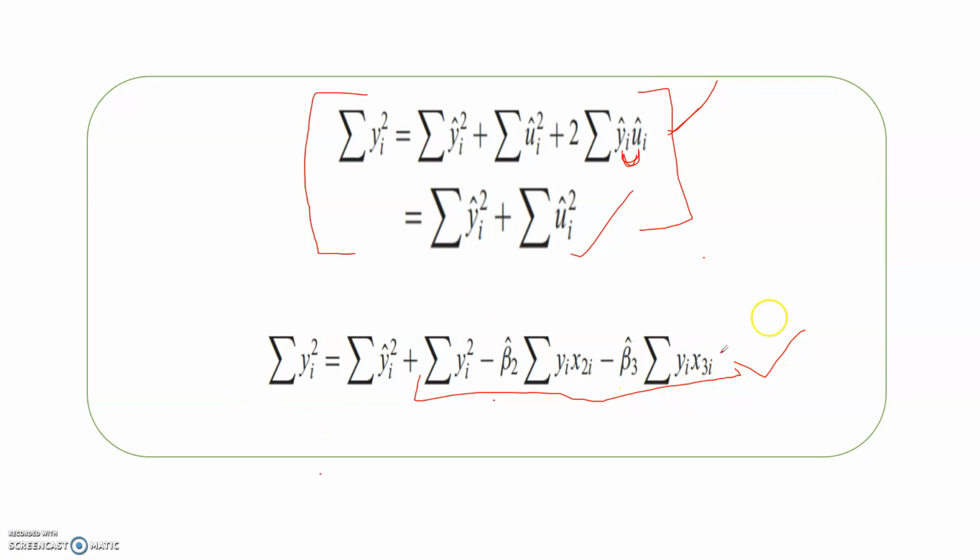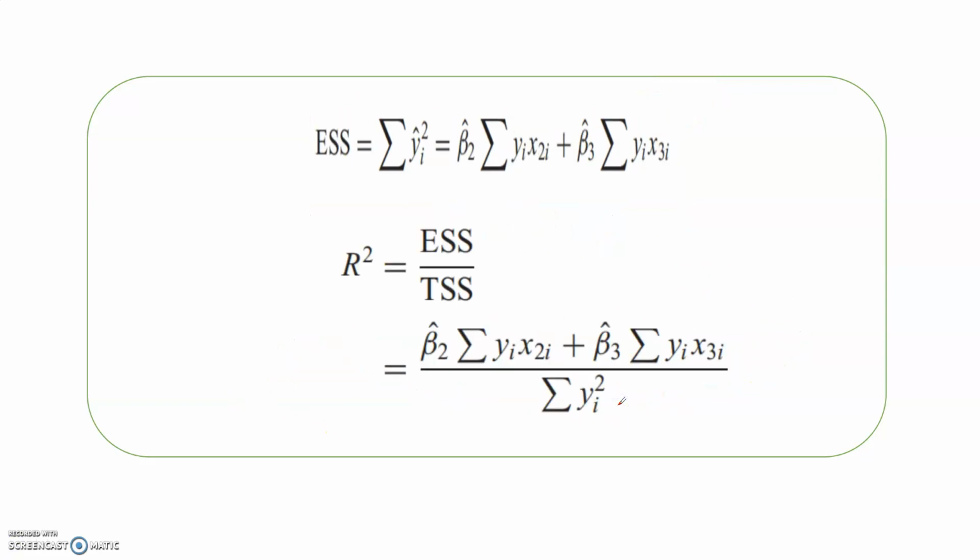And after rearranging this equation, we get ESS, that is explained sum of squares. And if we want to calculate the value of r square, we divide ESS, the explained sum of squares, by the total sum of squares, that is TSS. And after putting in the values of both, this is what we get.